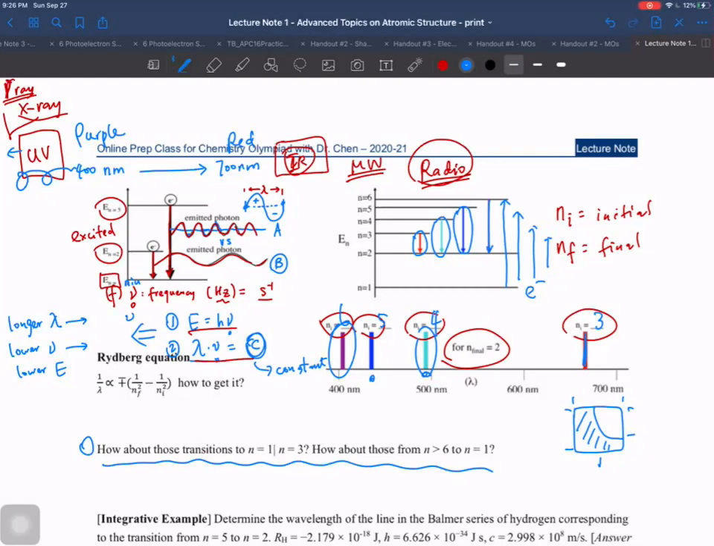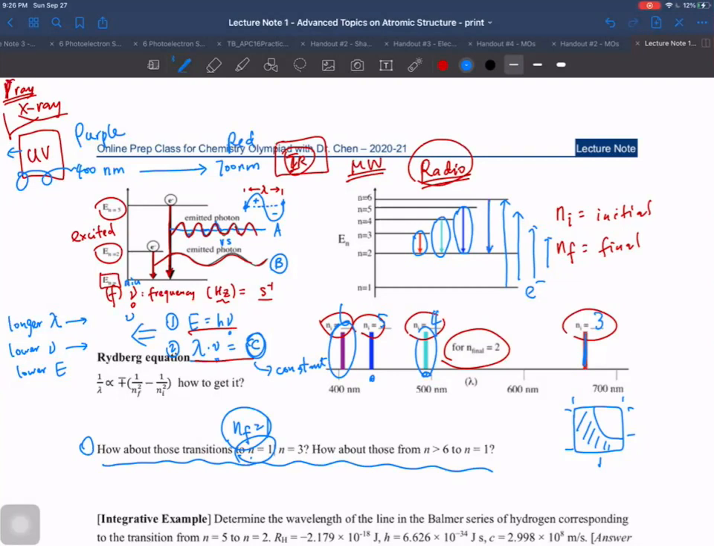Question. So the first one. How about those transitions to n equals 1? If the n final is 1, where are those transitions? There should be much more than 4 lines, right? Any idea from you guys? Is it 5 lines? Actually, there are more than 4 lines, but we can see 4 lines relatively clearly.